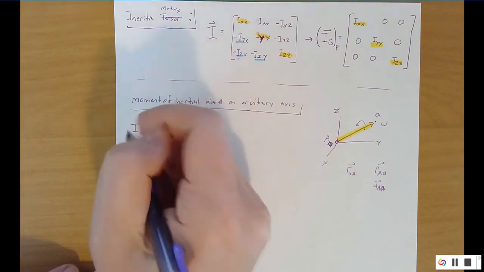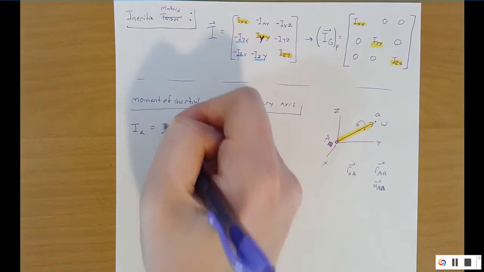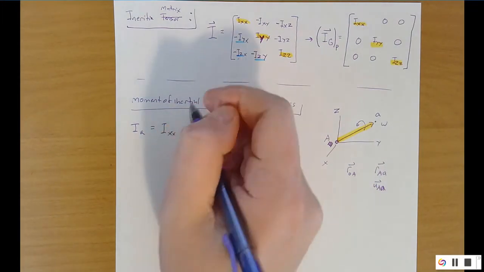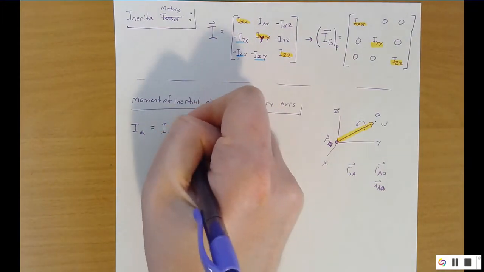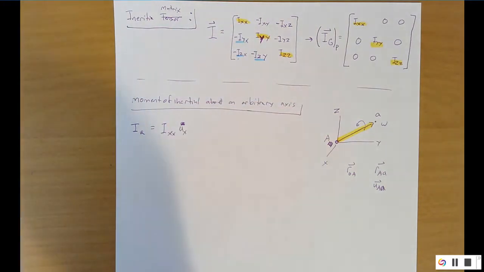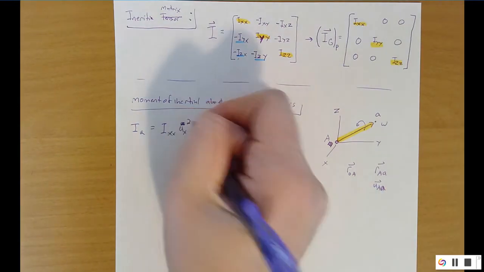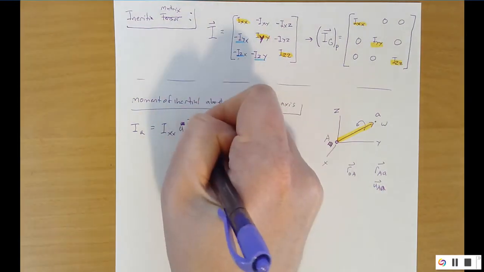So the mass moment of inertia about that axis is equal to Ixx times the x component of the unit vector. Sorry, no hats. It's the component of the unit vector, so it's a scalar. It's just the part of it.